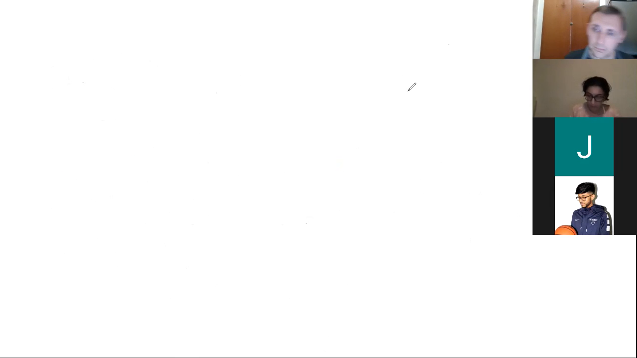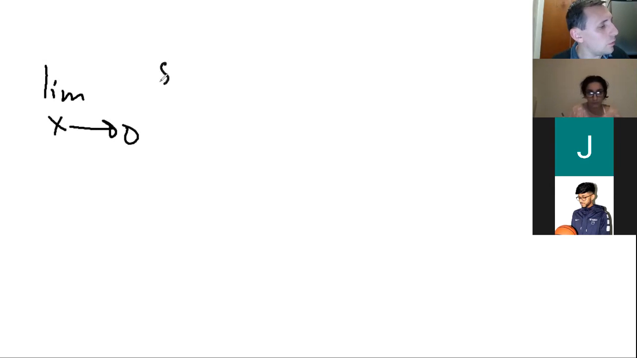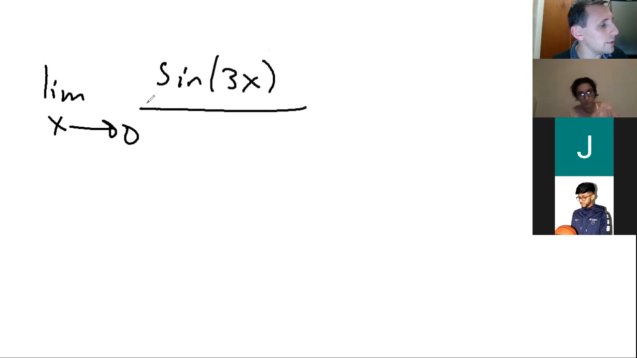All right, back to the first board. Now tell me, please, what is this limit? Limit as x goes to 0 of sine of 3x divided by tangent of 6x. What's the limit?